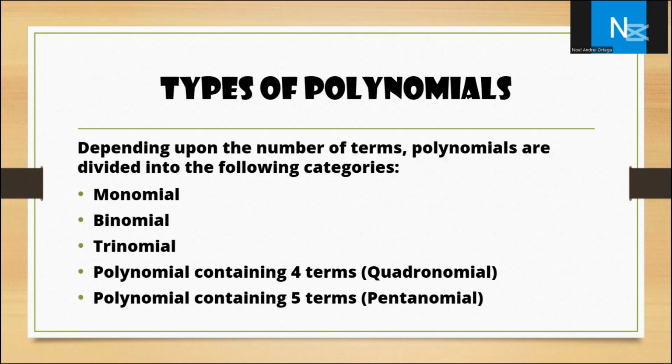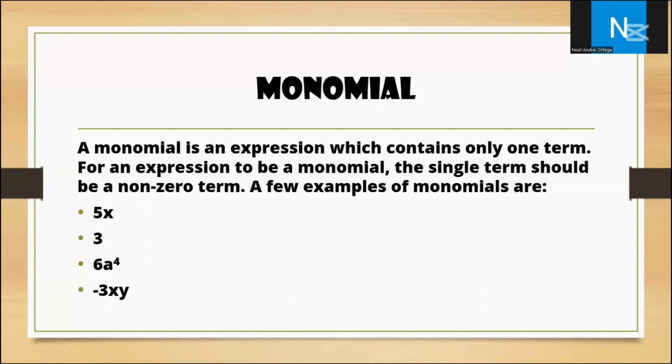Depending upon the number of terms, polynomials are divided into the following categories. So the different types of polynomials are monomial, binomial, trinomial, a polynomial containing 4 terms, which is a quadrinomial, and a polynomial containing 5 terms, which is a pentanomial. A monomial is an expression which contains only one term. For an expression to be a monomial, the single term should be a non-zero term. A few examples of monomials are 5x, 3, 6a raised to the 4th, and negative 3xy.